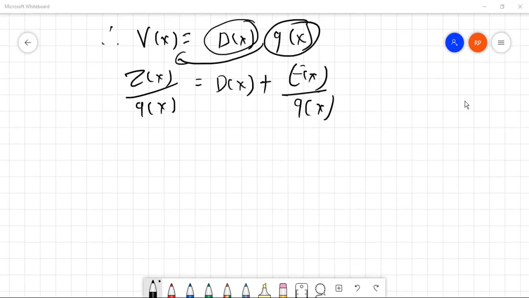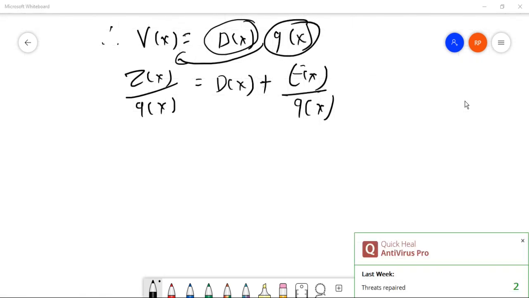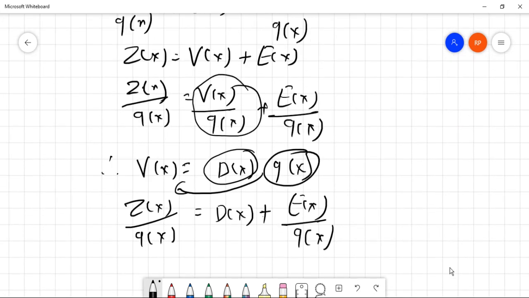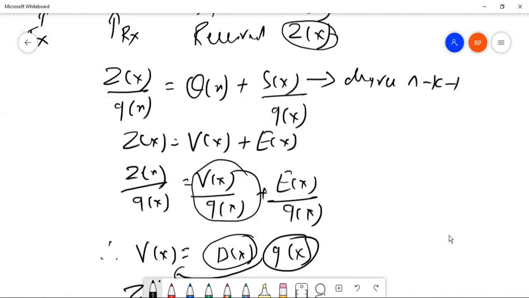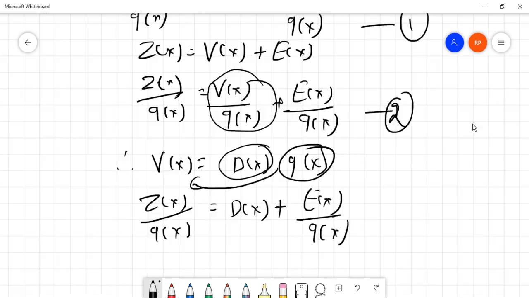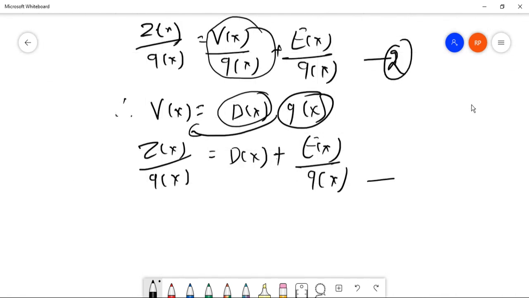Okay, now continuing. Now if you combine the equations here, let us write this as my equation number 1. Let us write this as my equation number 2. Equation number 1 is this. So if this is equation number 2, and finally we got equation number 3. So this is equation number 3.